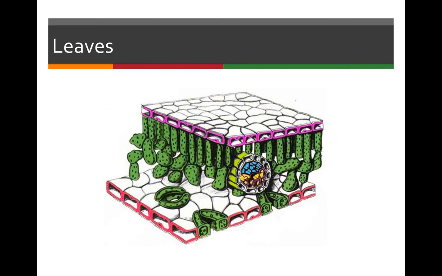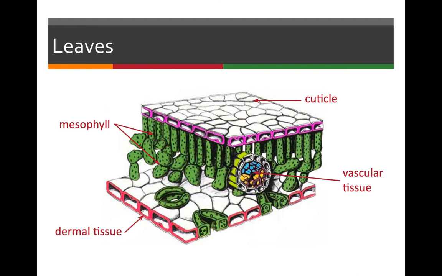So here's a cross-section of a leaf. So you've got the cuticle in a leaf as well, which is on top of the dermal tissue. We've got the specialized ground tissue called the mesophyll, which is carrying out photosynthesis. We've got vascular tissue. The stomata are the openings in the dermal tissue, and the opening and closing of those is controlled by guard cells.